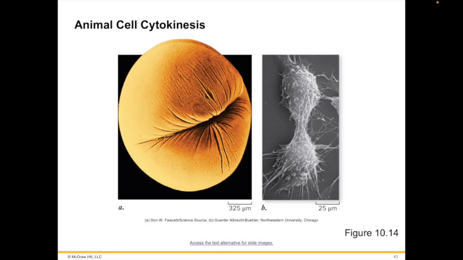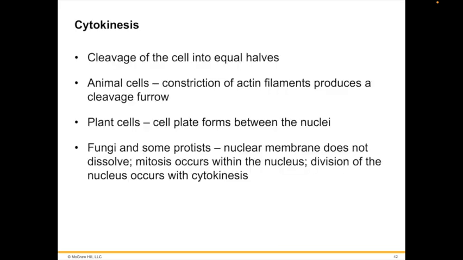So in Figure 10.14a, the cleavage furrow around a dividing frog egg, and in Figure 10.14b, the completion of cytokinesis in an animal cell. The two daughter cells are still joined by a thin band of cytoplasm, largely by microtubules. Plant cell walls are too rigid to be squeezed by actin filaments.